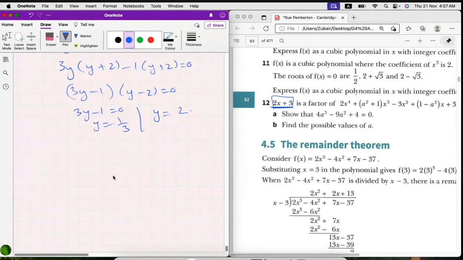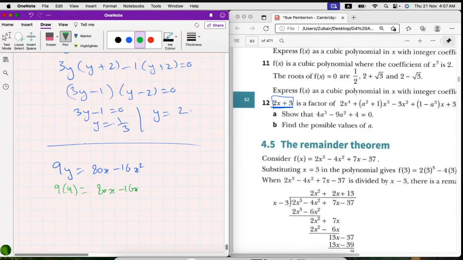Okay, so when y is 4, we can just solve them individually. At that point, let me just try that quickly. This is 9y equals 80x minus 16x squared. And when y is 4, 36 is equal to 80x minus 16x squared.